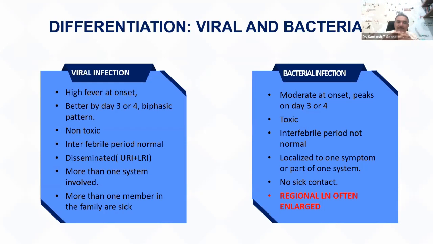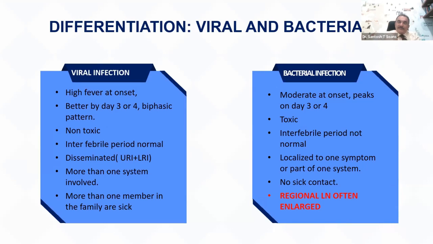How does the bacterial infection present? Usually in a viral infection, there is high fever at the onset. By the third day, it starts coming down. And many of the viral fevers have a biphasic pattern. When I say biphasic, take typical dengue fever. What happens? 3 or 4 days of fever, then there's no fever for 2-3 days, then again a small spike of fever. That is called biphasic.